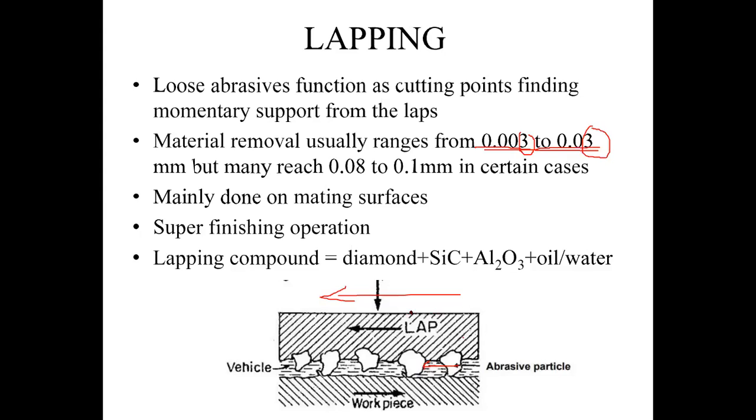It can remove a layer of material which is not more than 30 micron. So only 30 micron means, assume 30 micron means we cannot see it with our naked eye.